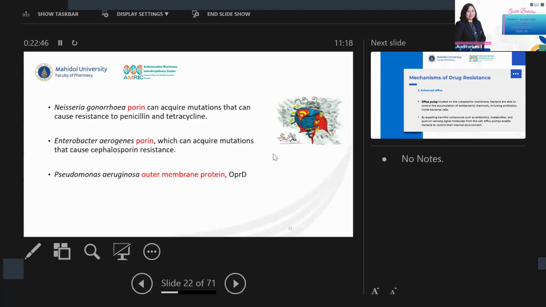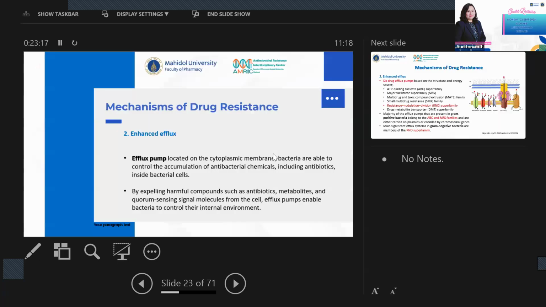An example of bacteria that usually have porin change, mutation of the porin, or even loss of porin: Neisseria gonorrhoeae, Enterobacter aerogenes, and also Pseudomonas aeruginosa. They say that a change in OprD, an outer membrane protein, can cause resistance. Okay, that's the first pathway.